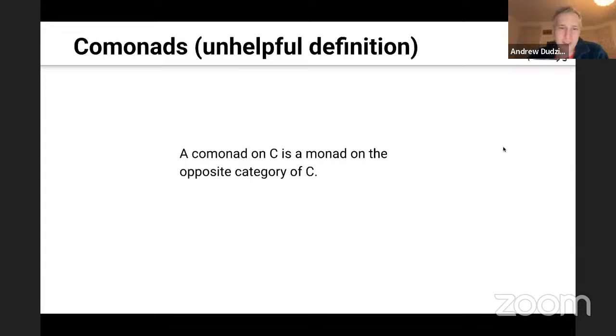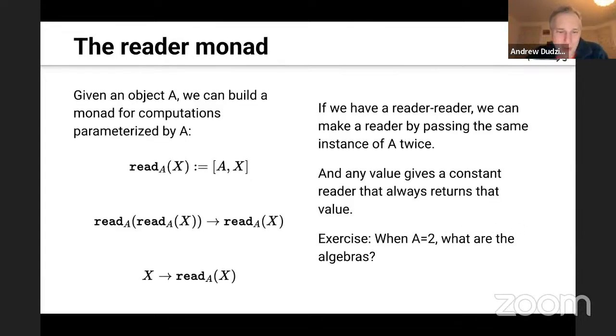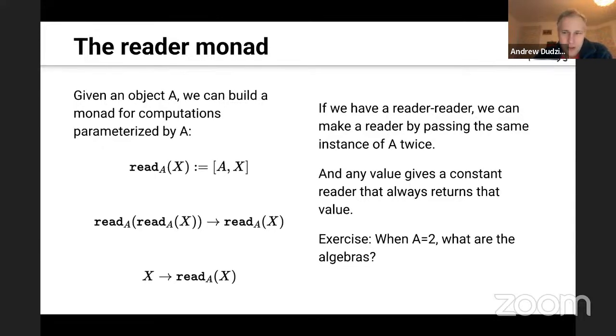We also have the reader monad, and this one's a little better. It's always a monad, because if we have a reader that returns a reader, then we can use that as a reader by passing the same thing into the reader twice. And furthermore, any element of X will give us a constant reader, the reader which always returns that element of X regardless of its input.